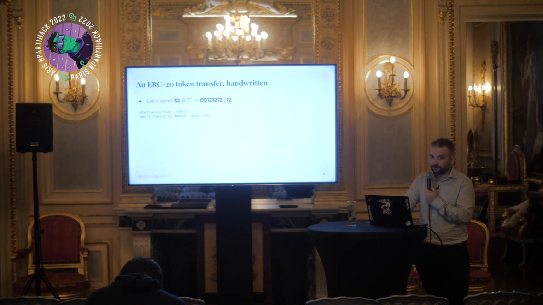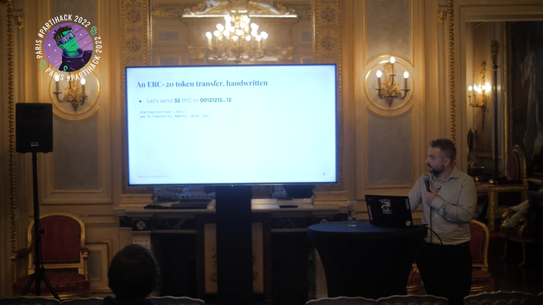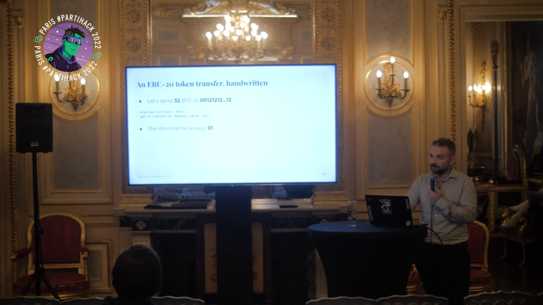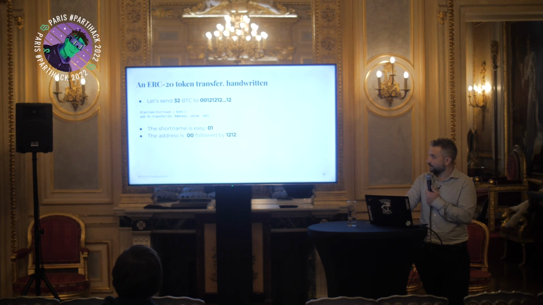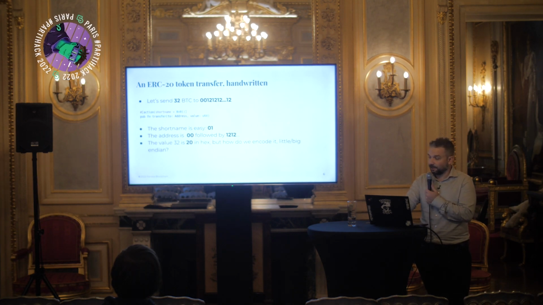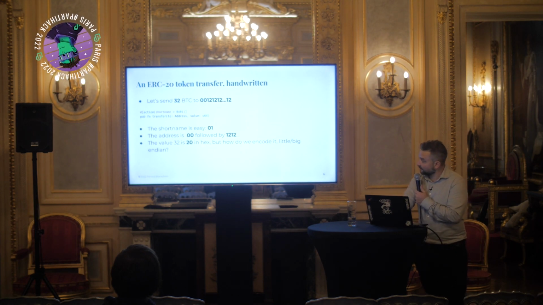We want to send 32 of those to the address 00121212, etc. So the short name was the first part. It's easy, it's just a 1. And then the address is hex encoded already, so we just send it like that. And then the value of 32 is 20 in hex. But how do we encode the 20 in hex?